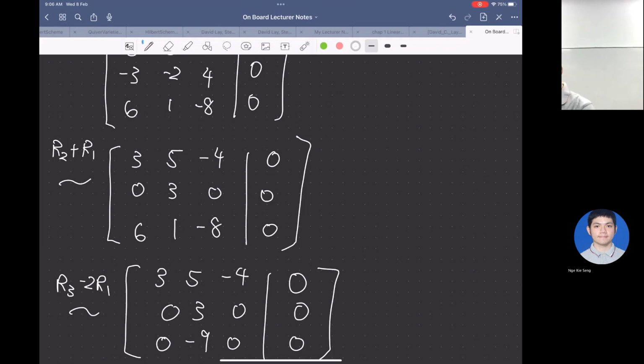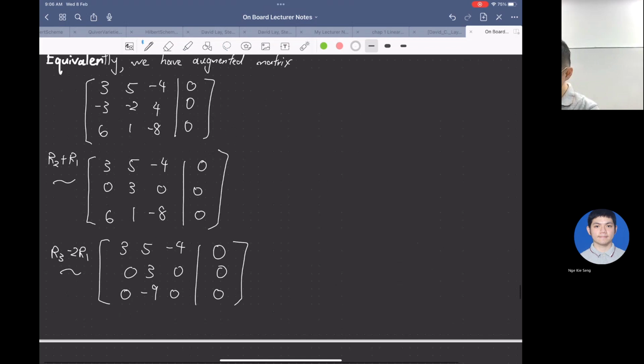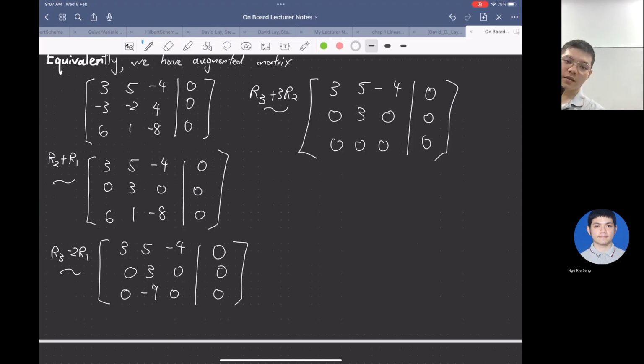You can see pretty clearly already that these two rows are scalar multiples of each other, so we can cancel it. What I do next is R3 plus 3R2, which zeroes out the last row, so I get 0. Shall I continue? Let's continue, just two more steps.